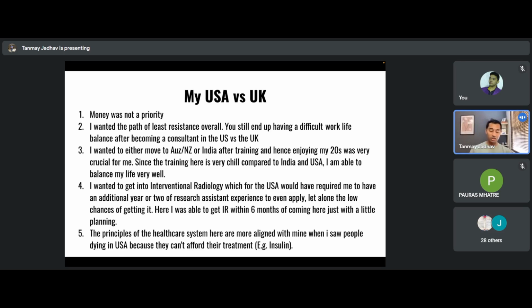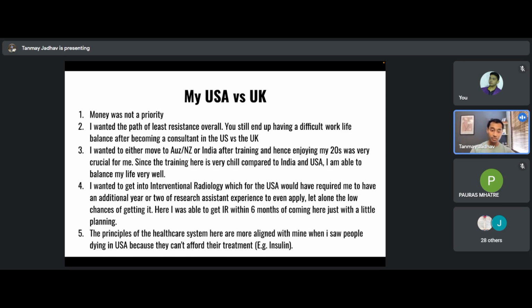So I wanted to get into interventional radiology, which for the US would have required me to have an additional year or 2 of research assistance, in a college or a research program, to even apply. And even beyond that, the chances of getting it are significantly low. But we do have people who have gotten in, amazing people who have put in the effort and the work to get in, and it is possible. I'm not saying it's not possible to get into IR in the US. I just didn't want to put in those many years of my life into that. So just for contrast, I was able to get into IR within 6 months of being here with just a little bit of planning.